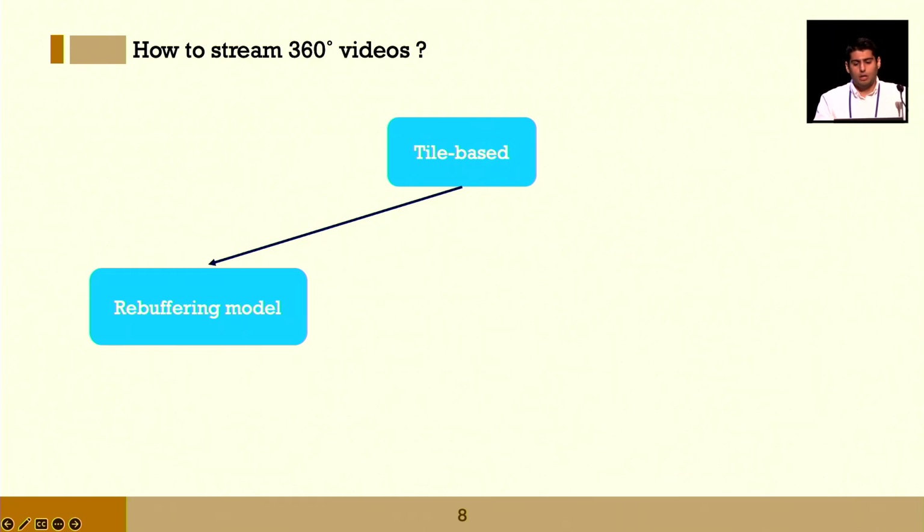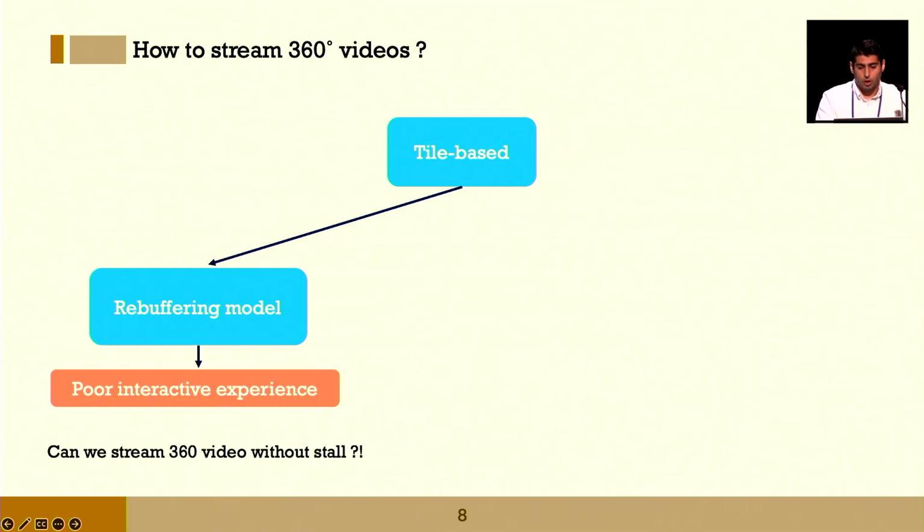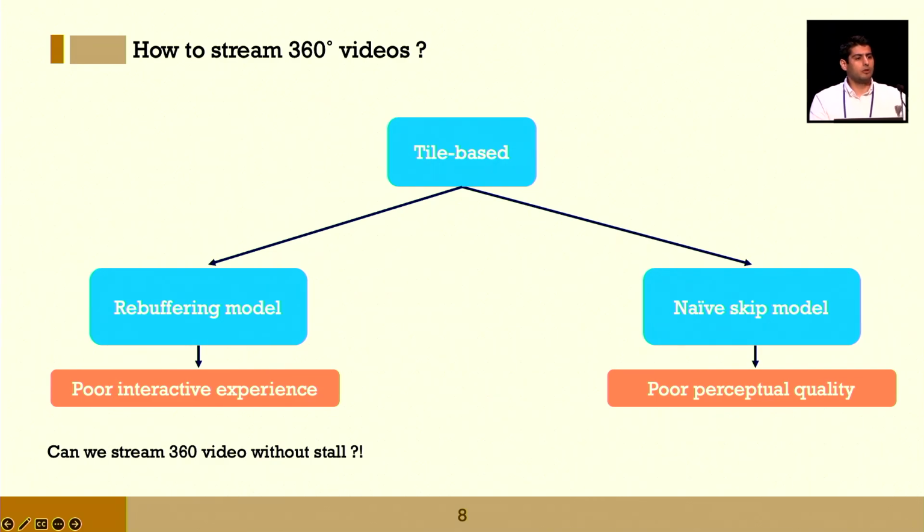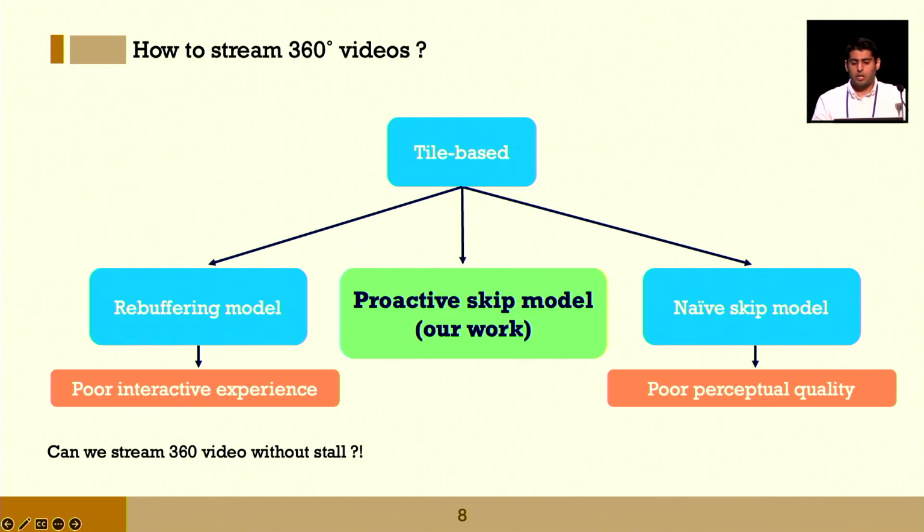But this brings a question: can we actually stream 360 without any stalls? Well, one thing you obviously can do is the naive skip model, where you would simply skip tiles that do not arrive on time, to keep track of the user motion. But doing so naively can lead to plenty of incomplete frames, missing tiles, and poor perceptual quality, therefore it would be an unacceptable user experience. So in this work instead, what we focus on is a proactive skipping model, where we make a decision not to send fetch requests for some tiles if we believe this will improve the user experience.